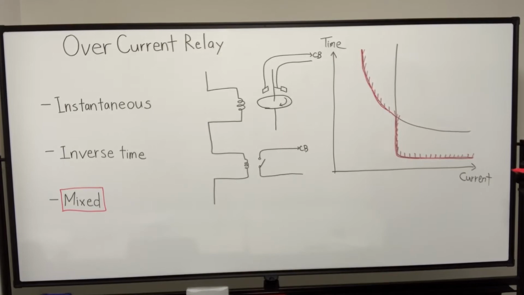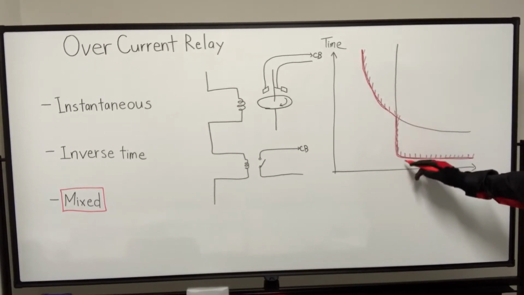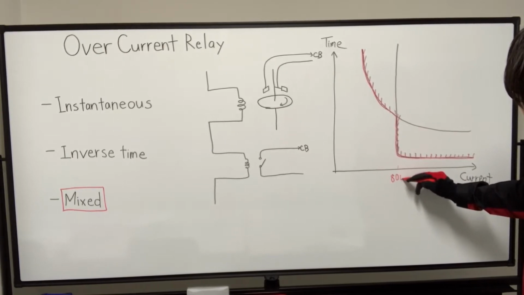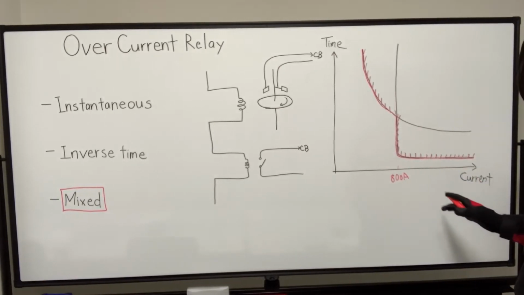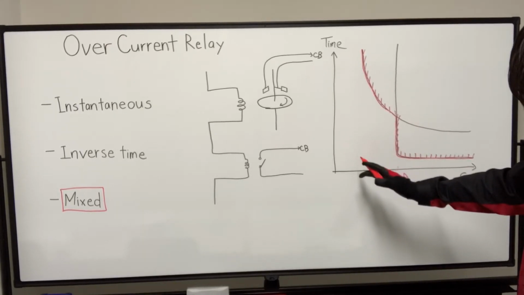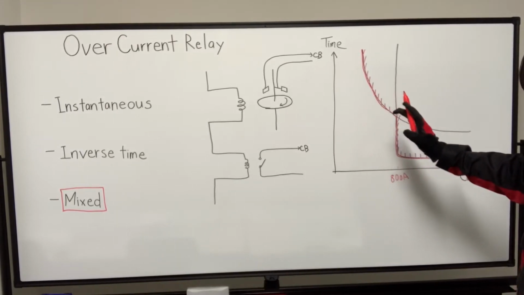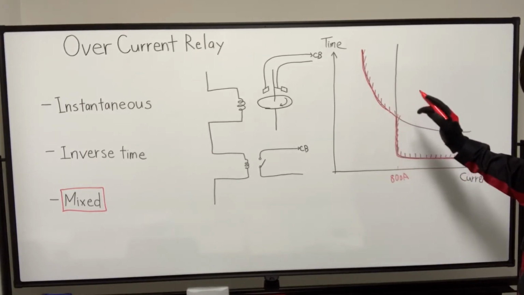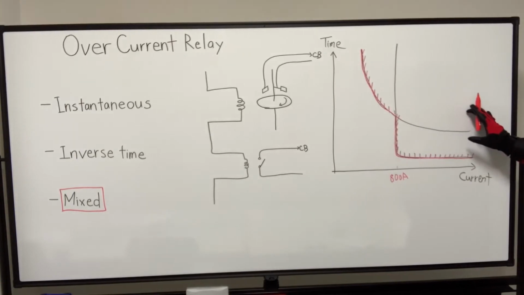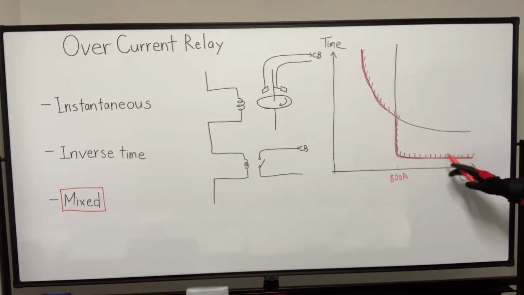So that means if this cross point is, let's say, 800 ampere again, if the fault current is less than 800 ampere, they operate with inverse time characteristics. But if the fault current is greater than 800 ampere, the relay operates instantaneously.